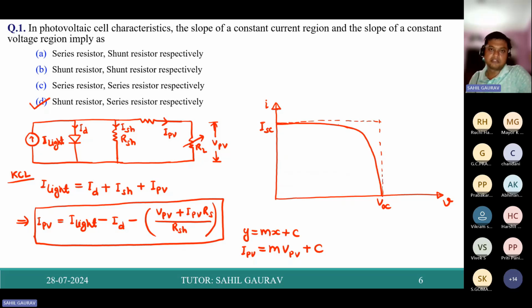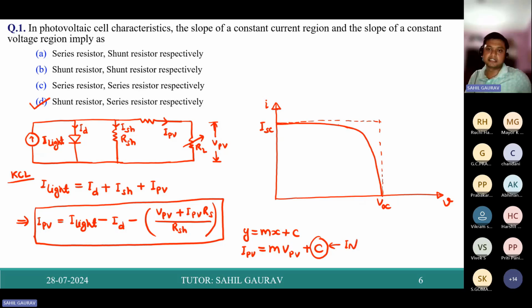So see, if you calculate for the short circuit current, then C will come as ISC because it is intersecting this IV curve at this ISC. So C will be ISC. And if you calculate the slope for the open circuit voltage line, then you will not get it, it has an infinite value. It is not cutting the I axis, therefore you will not get the C value, this intercept.